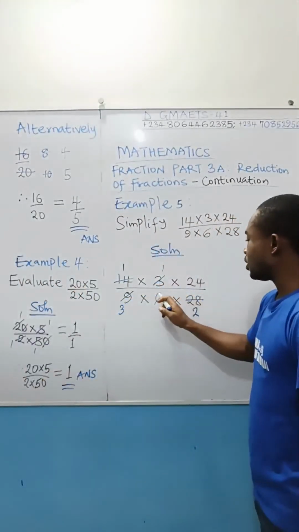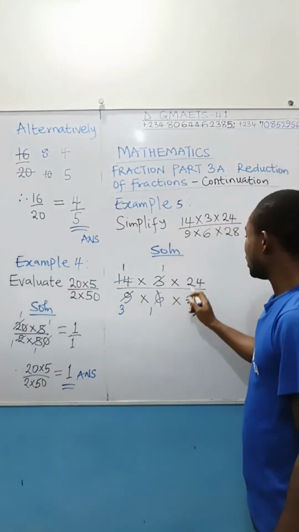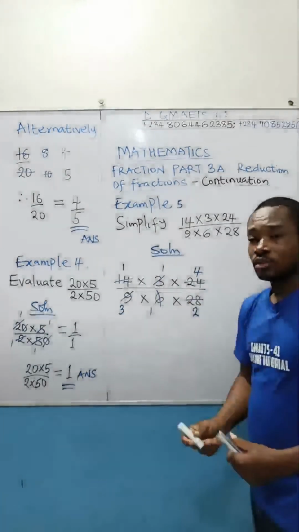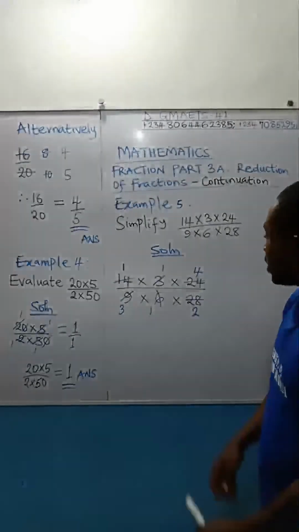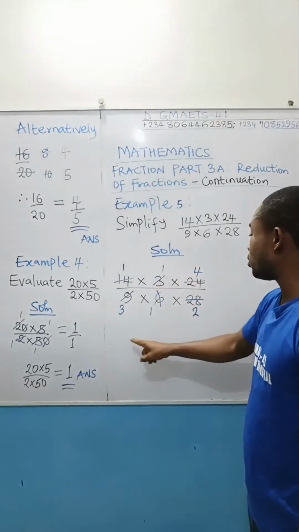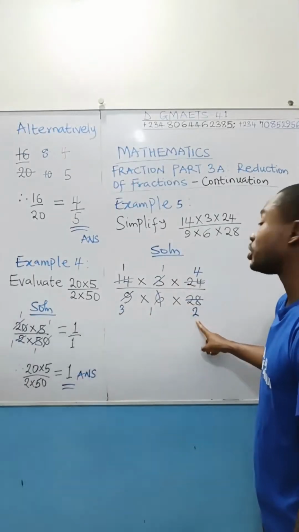I'll use 6. If 6 divides 6, you get 1. If 6 divides 24, you are going to get 4. Are you seeing this right? Now in the numerator, you have 1 times 1 times 4, which will give you 4. In the denominator, you have 3 times 1 times 2, which will give you 6.